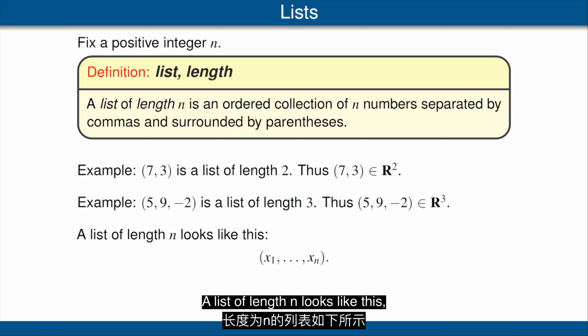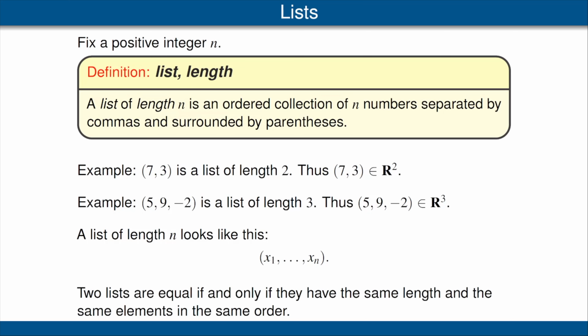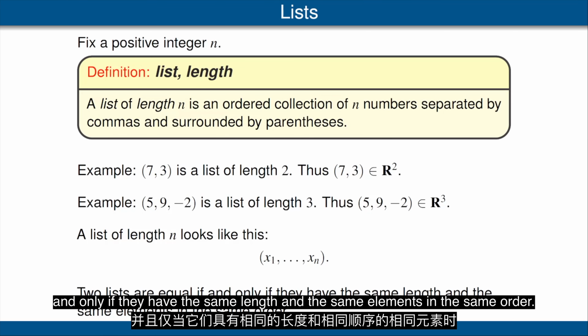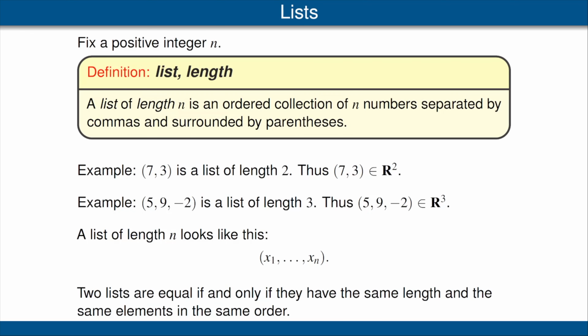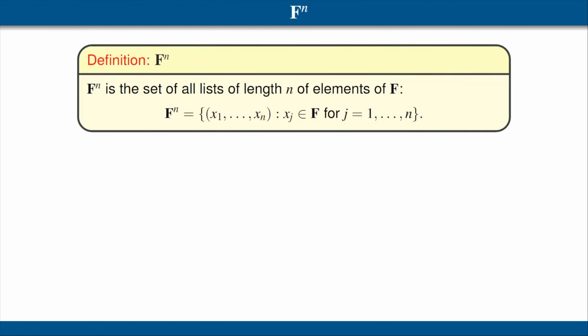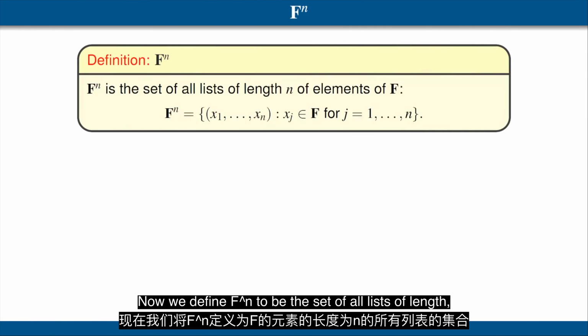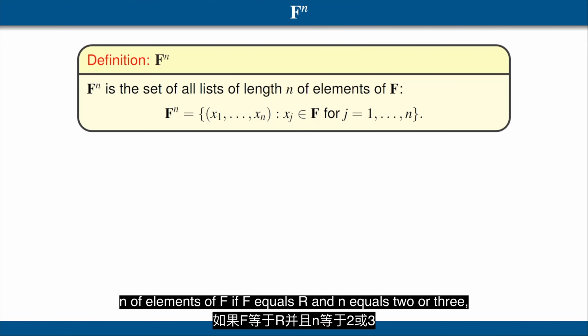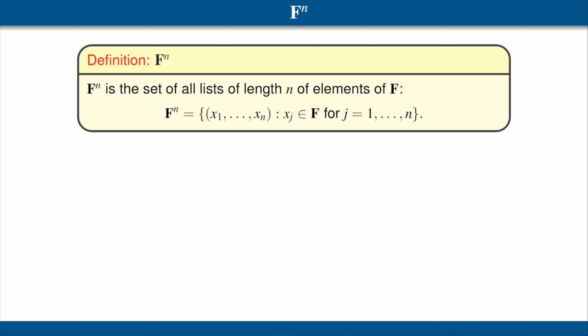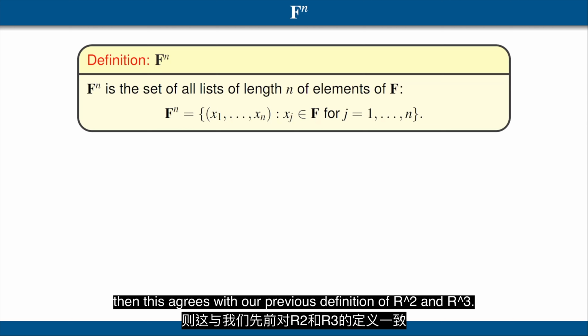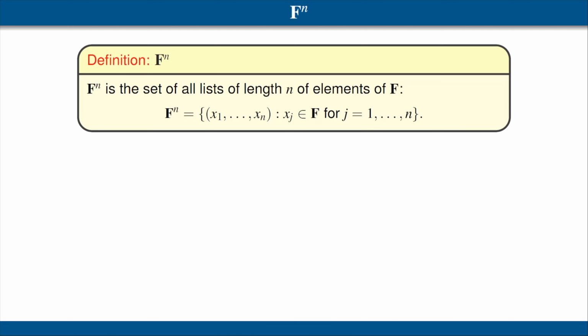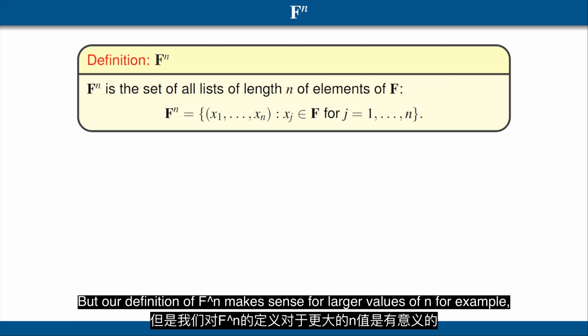A list of length n looks like this, where each xj is a real or complex number. Two lists are equal if and only if they have the same length and the same elements in the same order. Now we define Fn to be the set of all lists of length n of elements of F. If F equals R and n equals 2 or 3, then this agrees with our previous definition of R2 and R3. But our definition of Fn makes sense for larger values of n.